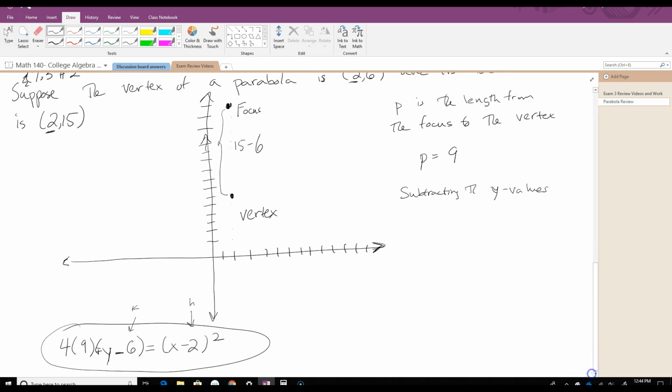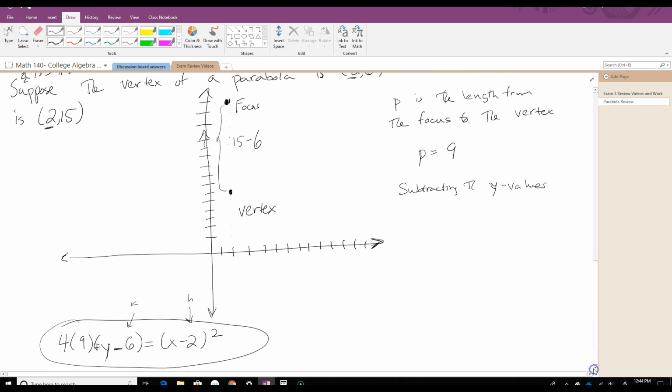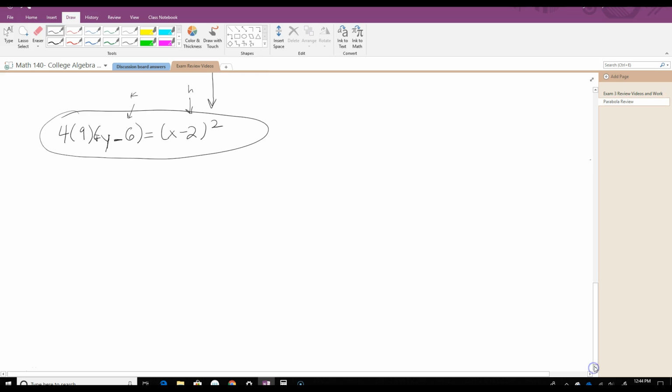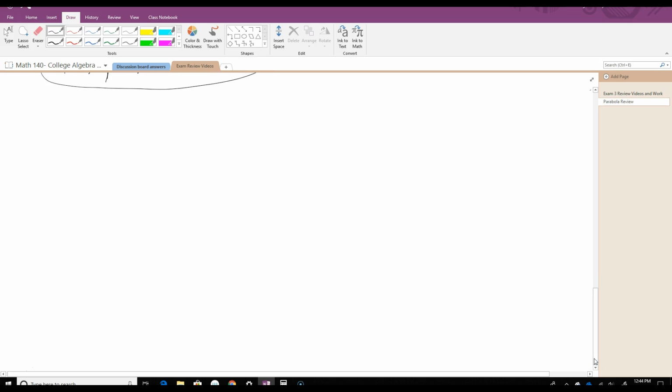Okay? So that's one way to utilize the information that we have about a parabola in order to construct the equation of the parabola, kind of from the graph, really. Now, what about if we're given something like what's in the journal?